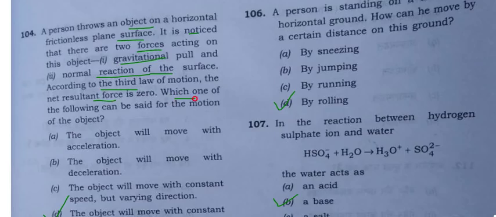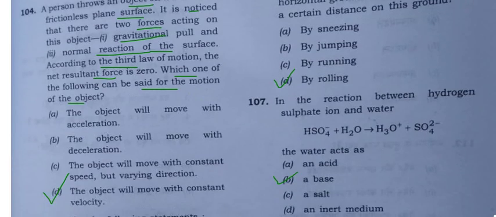Okay. Which one of the following can be said for the motion of the object? So frictionless. So the object will move with acceleration. No chance of acceleration. The object will move with deceleration. No chance of that. The object will move with constant speed but varying direction. No, why will the direction vary? So the object will move with constant velocity. So D option must be right. Okay.